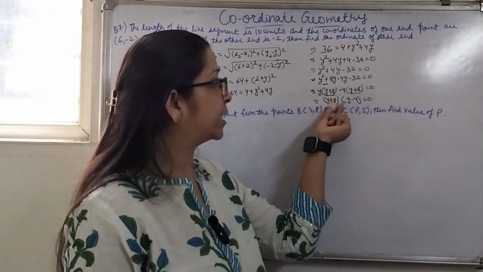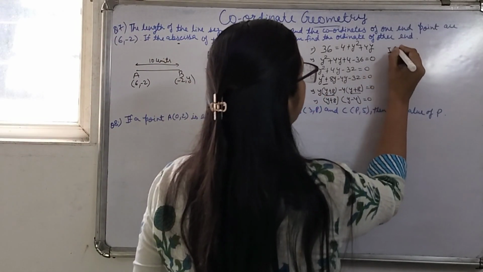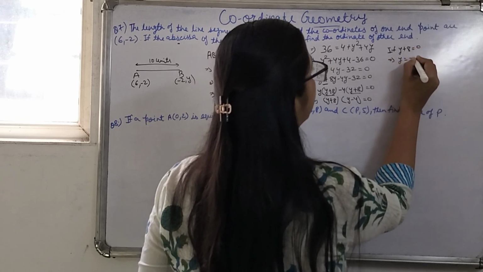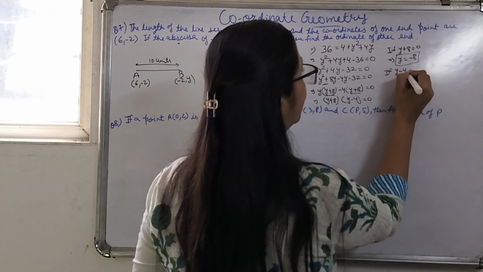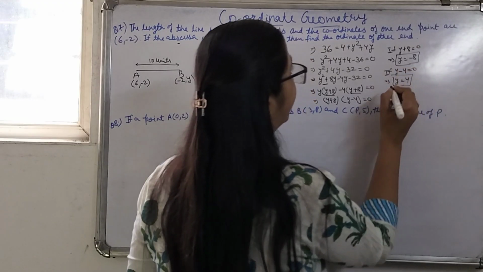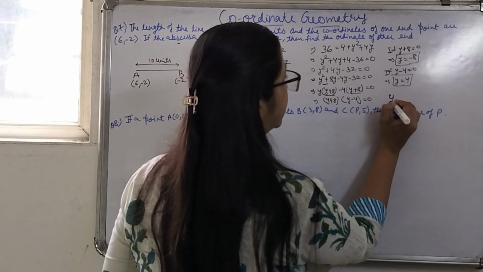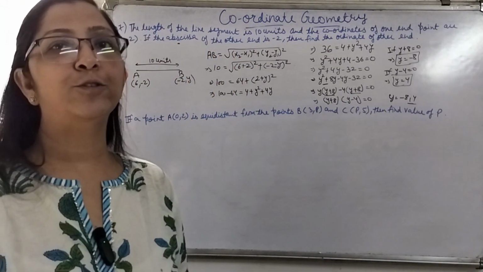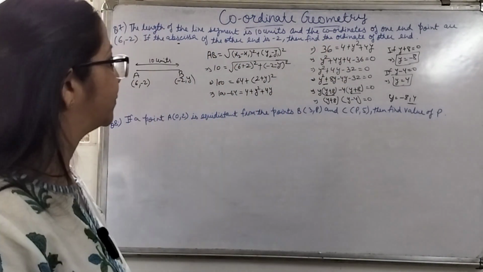Now either this bracket will be 0 or this bracket will be 0. So if y plus 8 is 0, in that case the value of y will be minus 8. And if the second bracket, that is y minus 4, is 0, in that case the value of y will be 4. So we are having two values of y from here. It could either be minus 8 or it could be 4. Either of these two could be the value of y, or the ordinate of the endpoint.